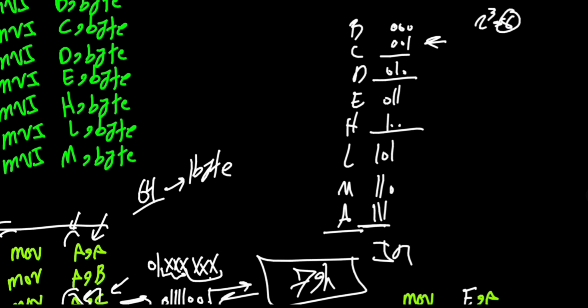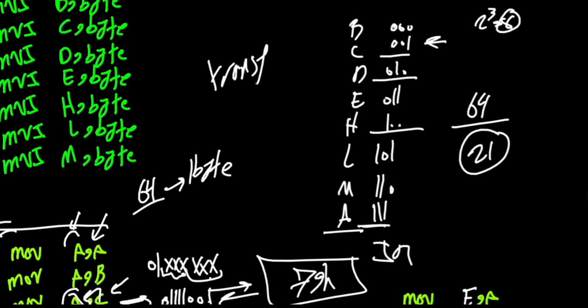So these were the first 64 instructions. We are left with 21 more instructions until we complete the transfer group instructions, and then we move on to how these instructions are actually executed inside the CPU.